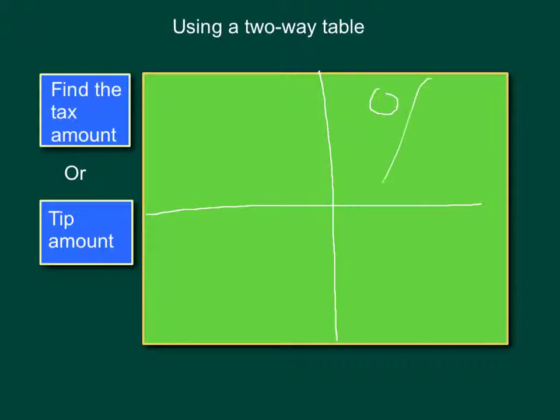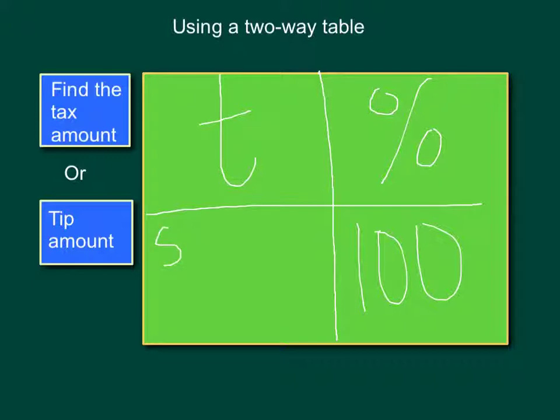And again, you put whatever the percentage is up in the top right-hand side over 100, because the percentage essentially is out of 100. And then you put your variable T for tip or T for tax up in the left-hand side. And at the bottom, it depends, because if you have a sale price, then you would write the sale price. Or maybe it's just the original price. So maybe there wasn't a sale and you just need to take that original price and find the tax or the tip amount according to the original price.